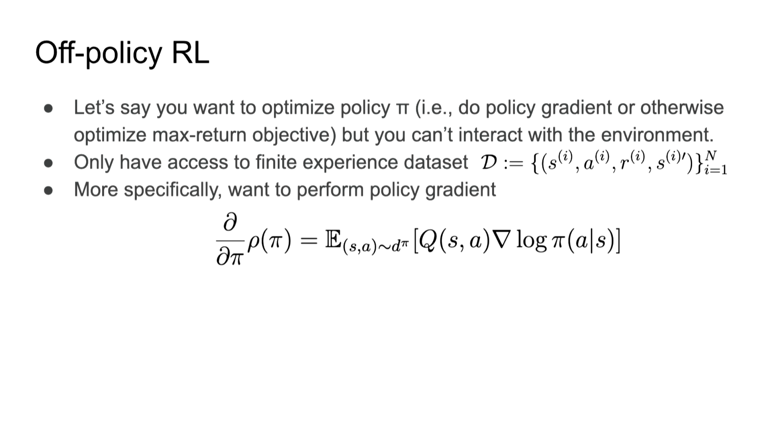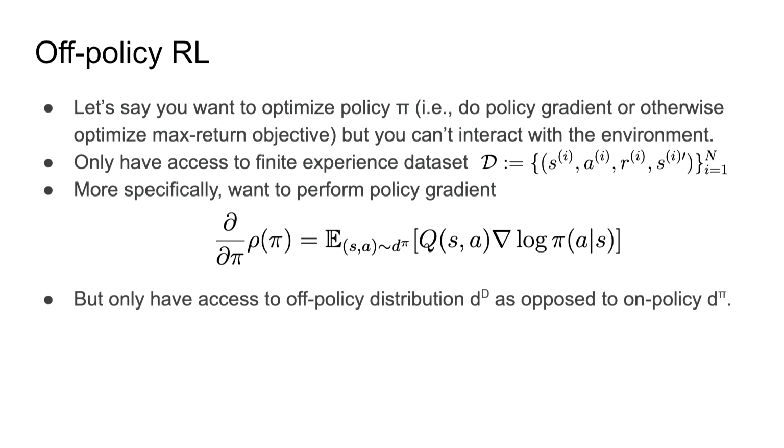So specifically, we want to perform something like policy gradient, right? Where we know the gradient of the policy is going to be this expression, where it's the grad log pi times q values, taking expectation over the on-policy distribution. But then the issue is we don't have access to the on-policy distribution. We only have access to this off-policy distribution given by dd.